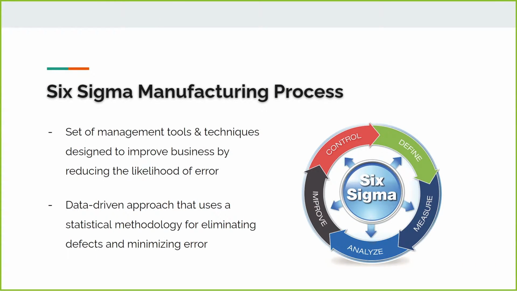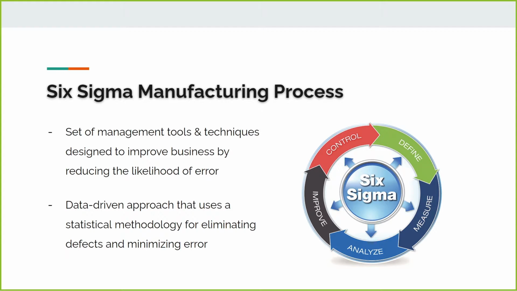So Six Sigma is a set of management tools that looks to improve businesses by reducing the likelihood of error. This is done in 5 steps using a methodological approach. Ford uses a different number of ways to accumulate data, which I'll provide examples of now.